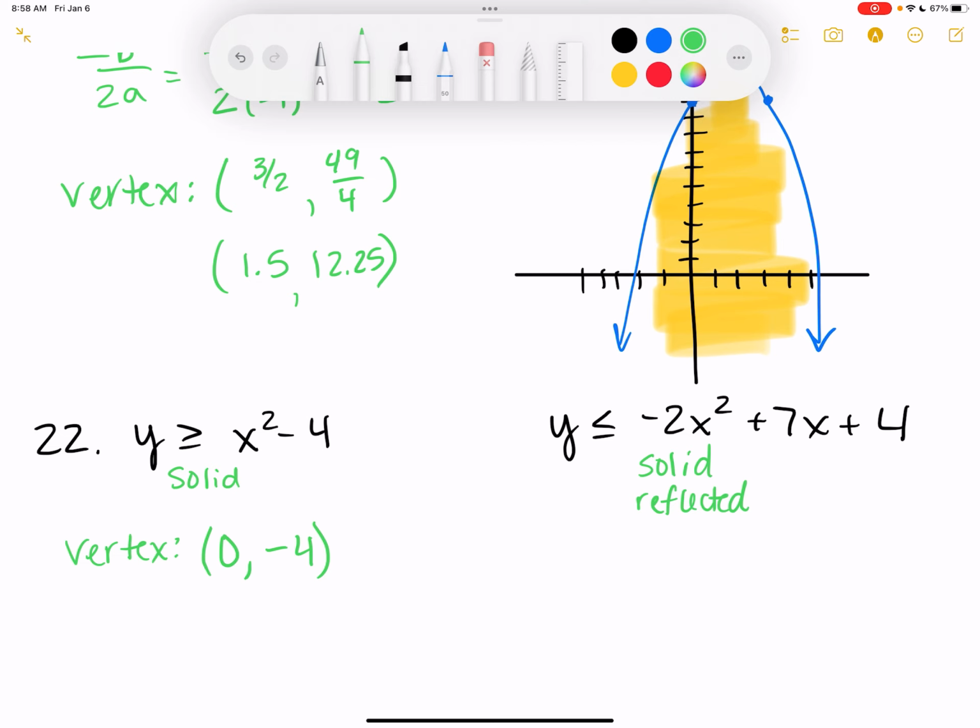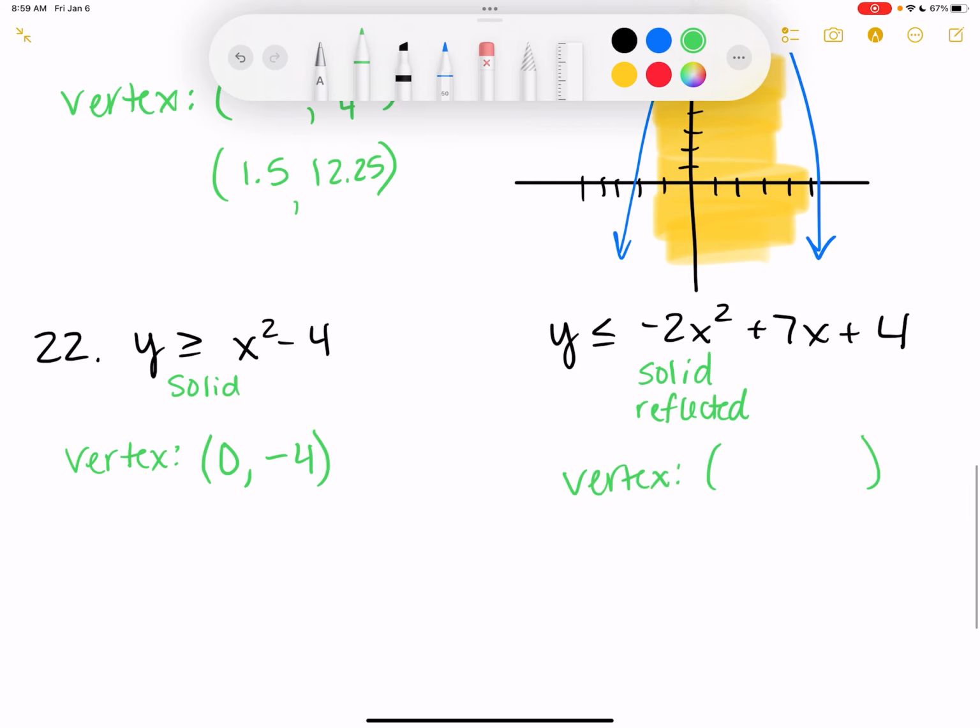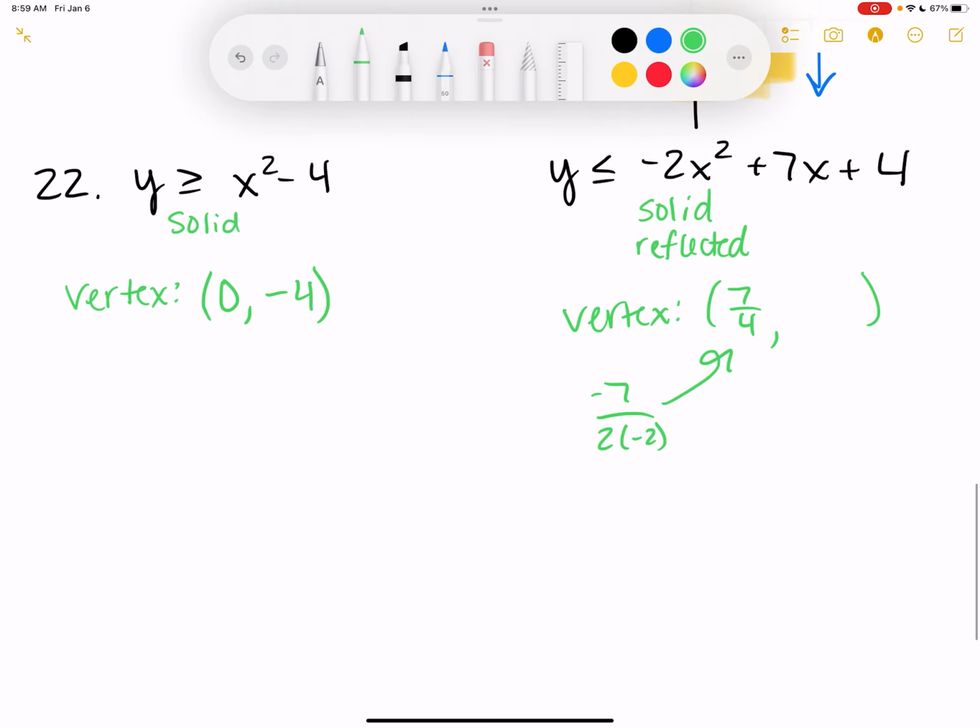And then for the other one, this is going to take a little bit of work, so what would my x coordinate be? 7 over 4, because it would be negative 7 over negative 4, which cancels, so 7 over 4. Let's do this so you can see it. That's where that came from. And then we plug that in.